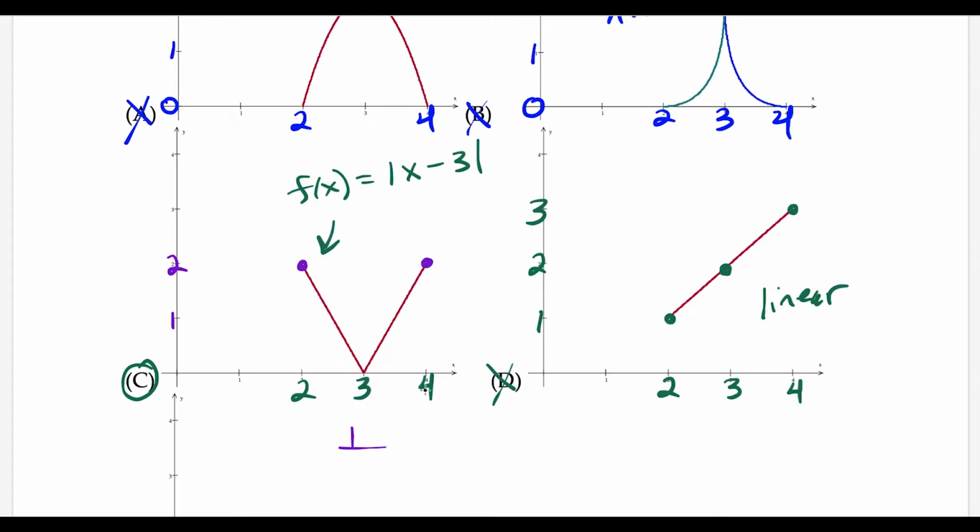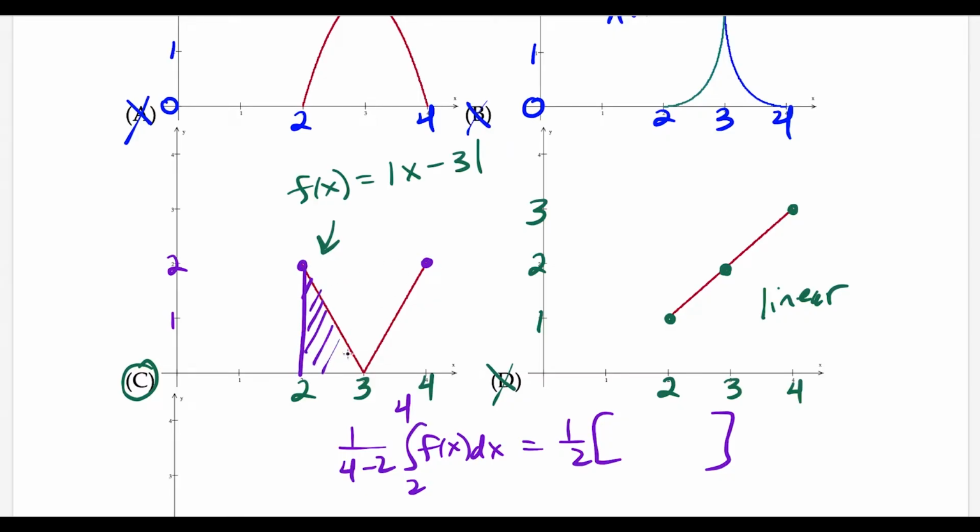So if we did 1 over 4 minus 2, the integral from 2 to 4, and I'm just going to call this f of x here, dx like this, this is 1/2 times, and now I'm going to evaluate this definite integral by using area under the curve. So you see we have this triangle here, and we have another triangle here. So we just find the area of these two triangles and add them. So this one is going to go 1 across, that's the base, and it goes up 2.